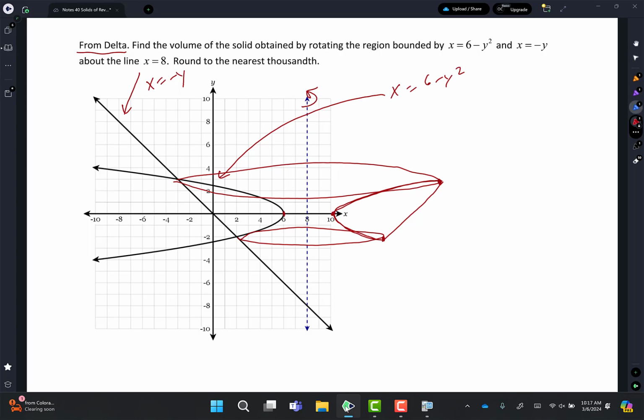Now let me slice it. Where am I going to slice it? I'm going to slice it right down the middle. You can slice it wherever, but in this case I noticed that it doesn't matter where I slice it. No matter what, there's going to be a hole in the middle.